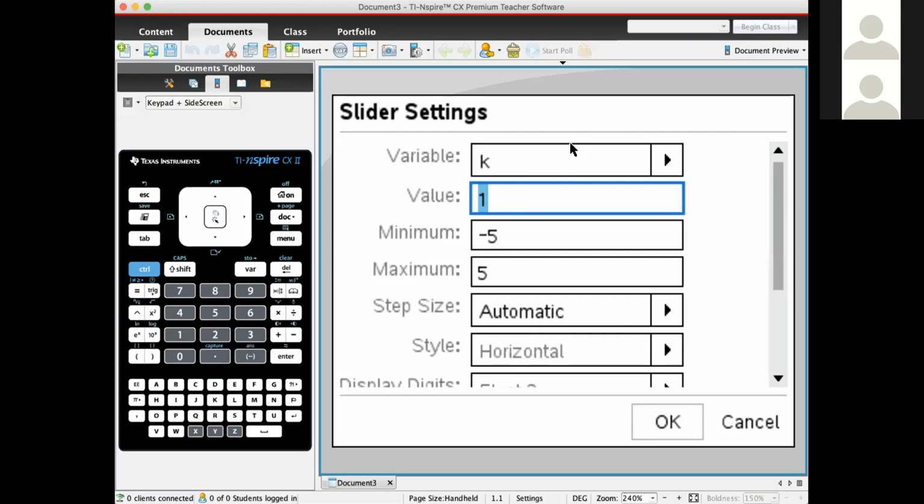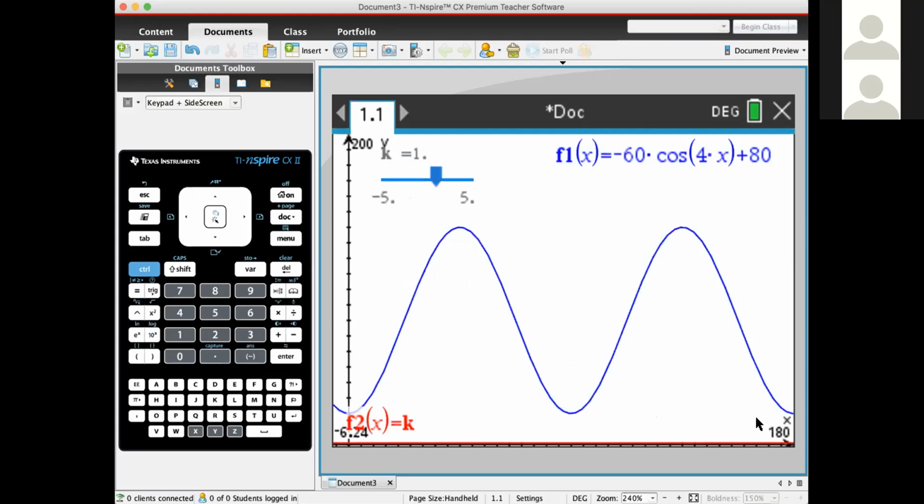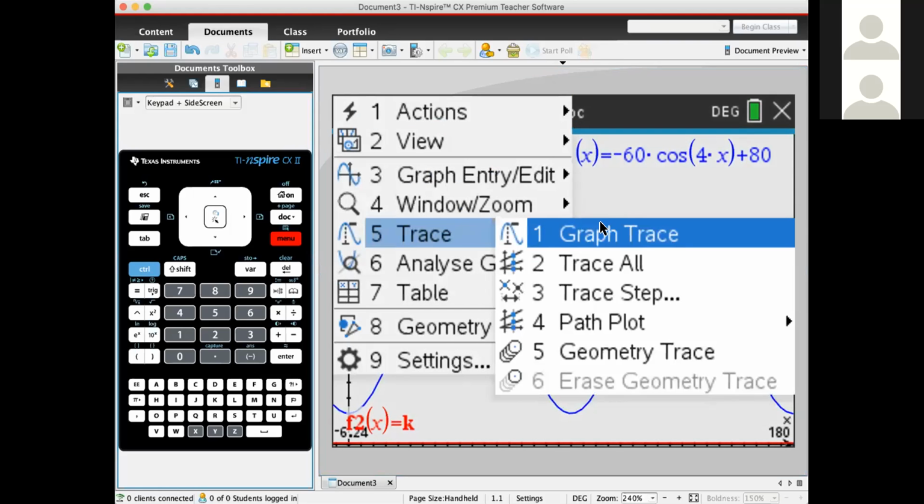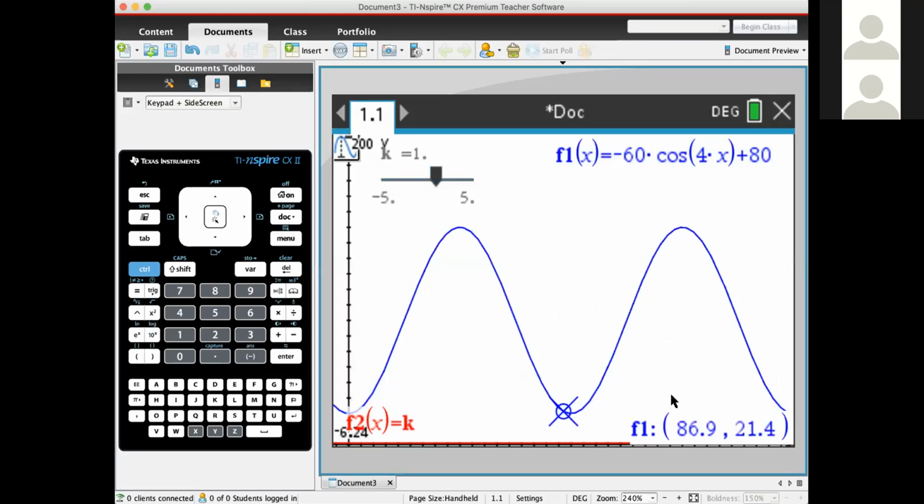I need to be careful what values of k I'm using, because it has to match with this. So let me just take a look at it. My k values can range from, what is that? Whatever that is. If you want to know what that value is, you can use the other features, the graph trace, and figure out the minimum value is somewhere around negative 21. That's the minimum value of the graph.